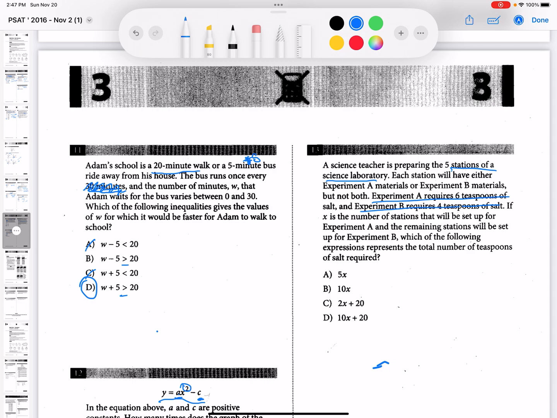It says remaining, which means we are subtracting: 6x minus 4x. That'll give us 2x, so let's keep that in mind for our equation. We also know that the remaining stations are multiplied by 4, and there are 5 stations, which means we have 20 teaspoons of salt, so our equation should be C.